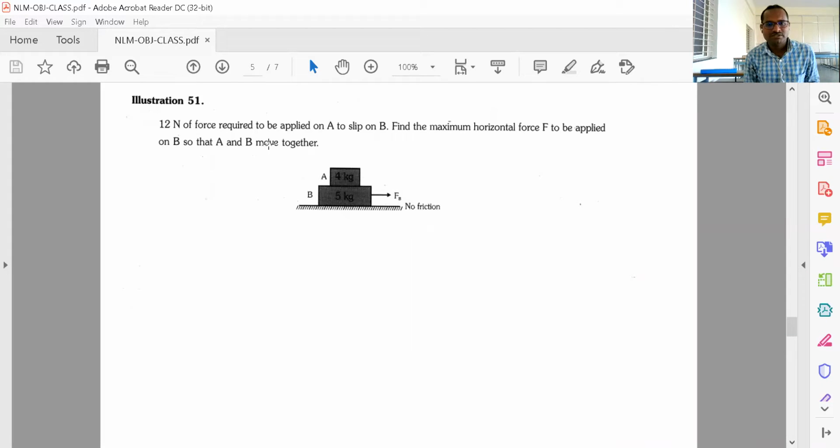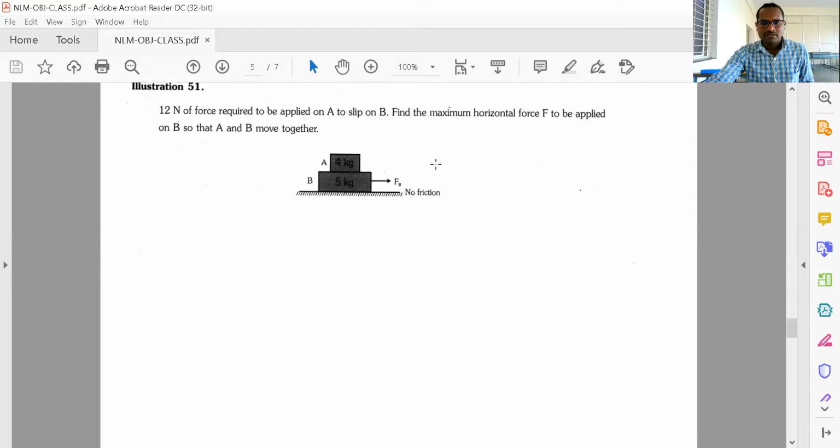12 Newton of force is required to be applied on A to slip on B. So to slip, what have they given? 12 Newton of force is required to be applied on A to slip on B. Find the maximum horizontal force F to be applied on B so that A and B move together. A and B should move together. So first find a common acceleration.